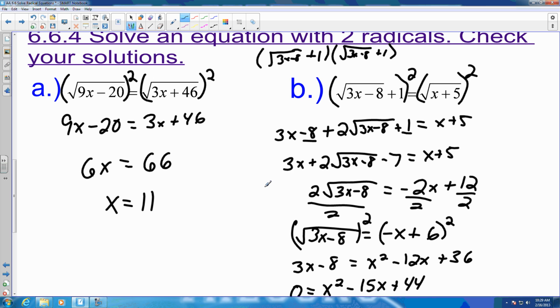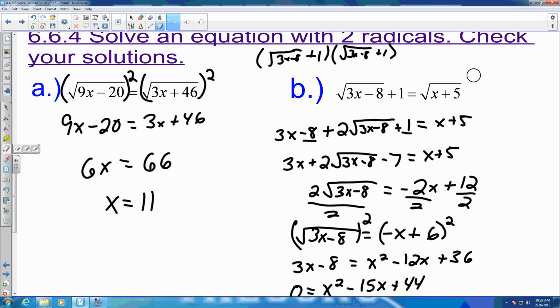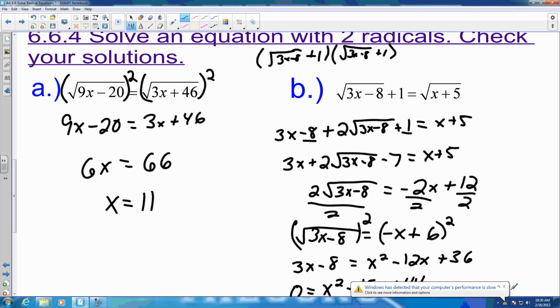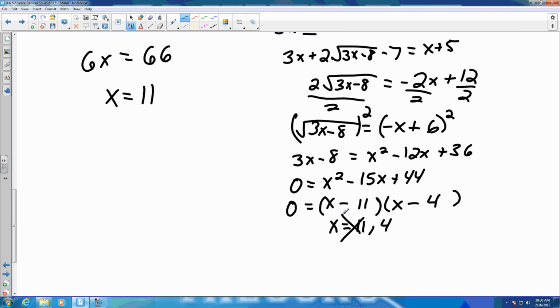So if I go back to my original problem, I'm going to erase these parentheses and squares. If I use 11, 11 times 3 is 33, minus 8 is 25. The square root of 25 is 5, plus 1 is 6. On the other side, I have 11 plus 5, which will give me 16. The square root of 16 will give me 4. So when x equals 11, it will not work in my particular equation.